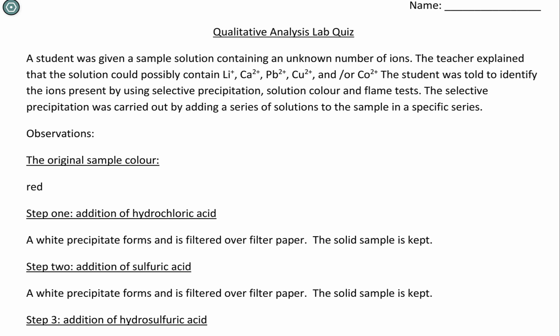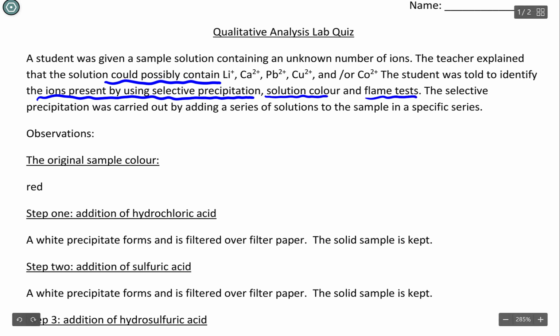It says a student was given a sample containing an unknown number of ions. The teacher explained that the solution could possibly contain lithium ion, calcium ion, lead 2, copper 2, or cobalt 2. The student was told to identify the ions present using selective precipitation, solution color, and flame tests. The selective precipitation was carried out by adding a series of solutions to the sample in specific order.